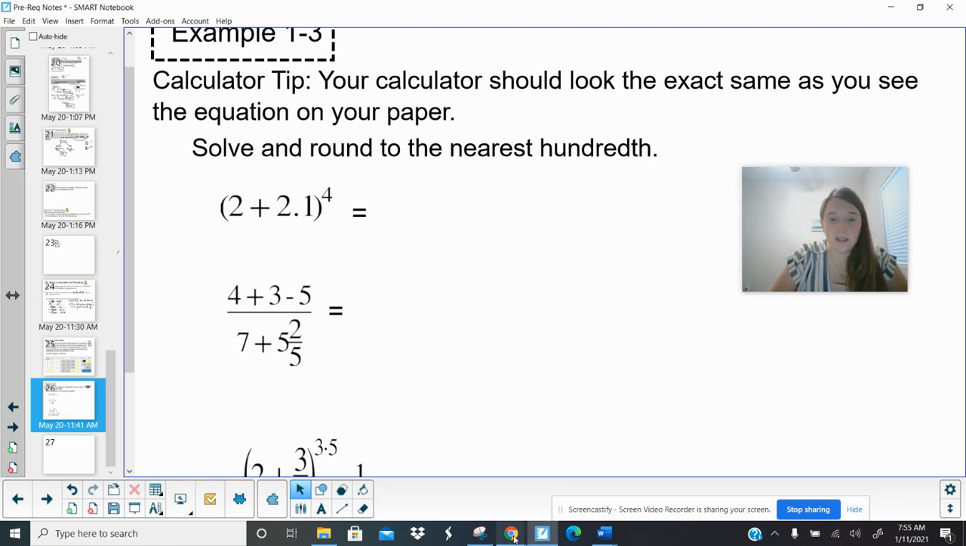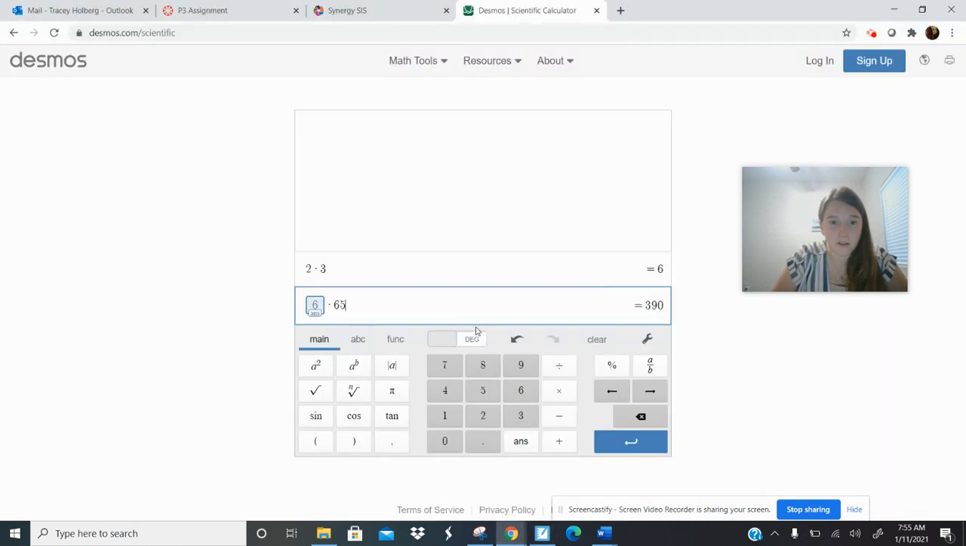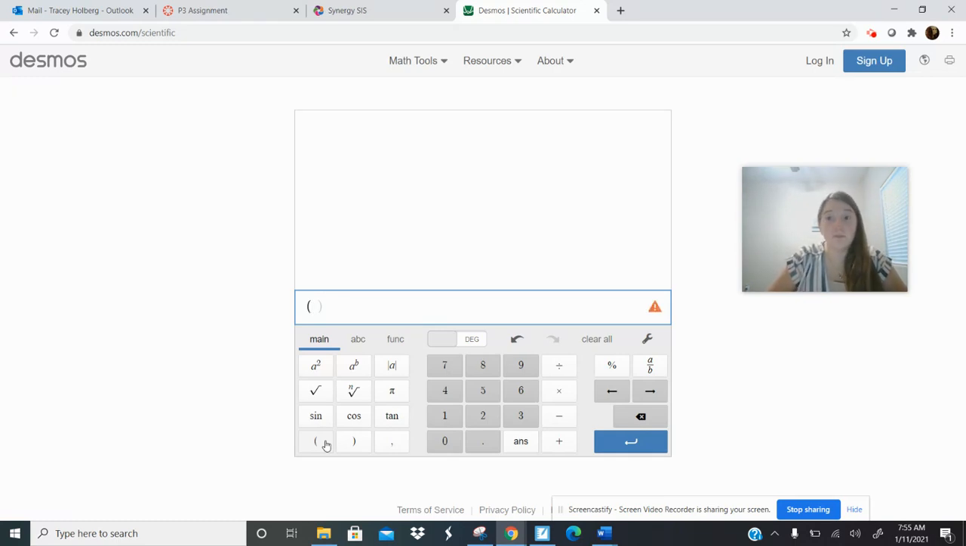Okay, so I have parentheses, 2 plus 2.1. So let me clear this out. Clear all. I have parentheses. The very first button you should hit is parentheses. You cannot drop them. You don't just get to say that's not important. If it says parentheses, you have to enter them as well. So 2 plus 2.1, close parentheses.